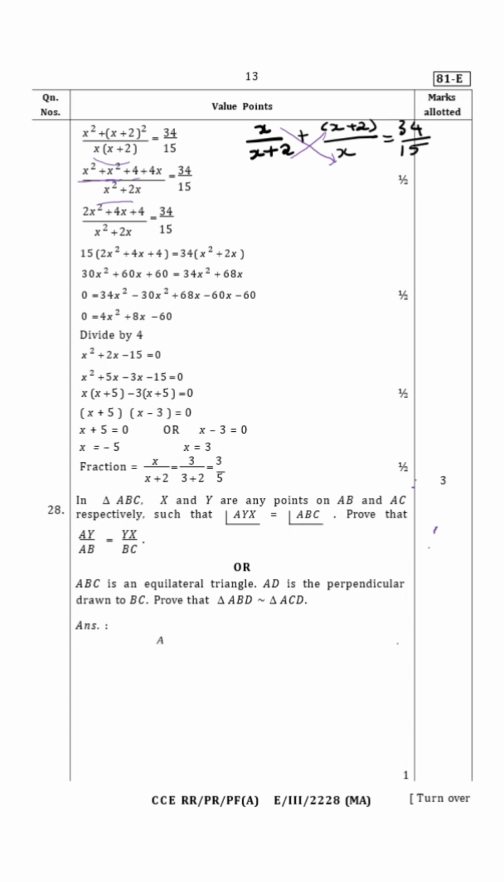Or, which is also taken from the chapter triangles: ABC is an equilateral triangle. AD is perpendicular drawn to BC. Prove that triangle ABD is similar to triangle ACD. Now let us solve this one.